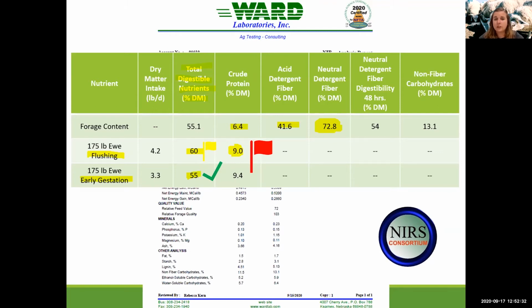Okay, and so in that case, I look at my digestibility of the neutral detergent fiber as well, and that's 54, and that's probably just average. If this number was much higher, around 70, somewhere around 68, I might be a little less concerned about this high neutral detergent fiber, but since it's not, then I'm concerned. I need to be definitely supplementing with some energy and certainly protein.